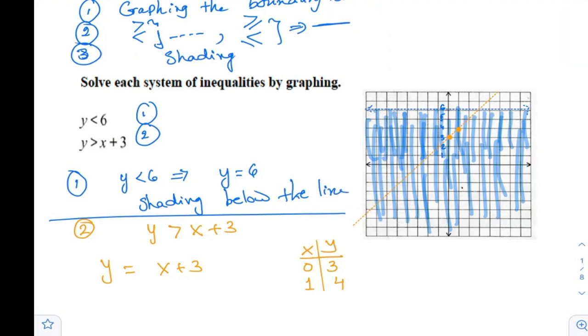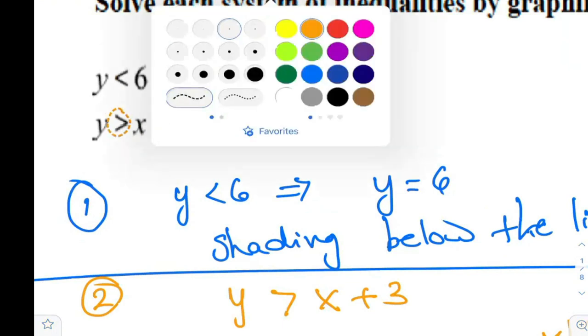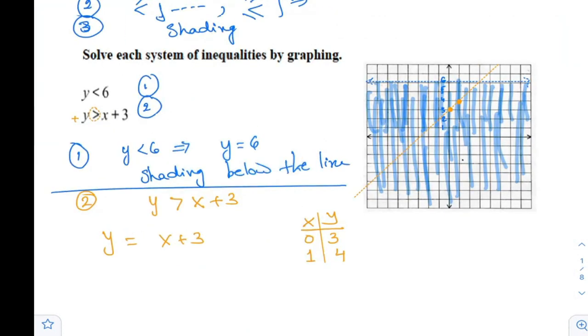And now we will shade either below or above the line. As you see here, we have y more than, and since it is more than only, and there is a positive y, you should expect that it is above the line. So we should expect that our shading will be above the line. Sometimes it is difficult to decide, so we will take a test point. Let's start by test point. What is the test point?